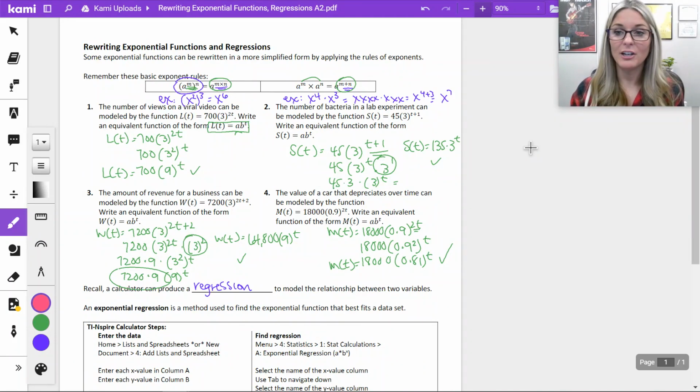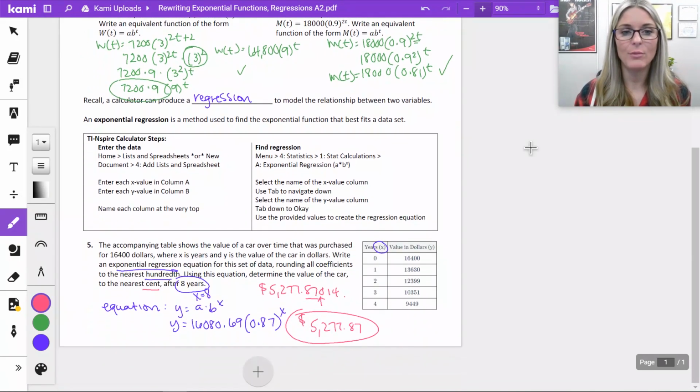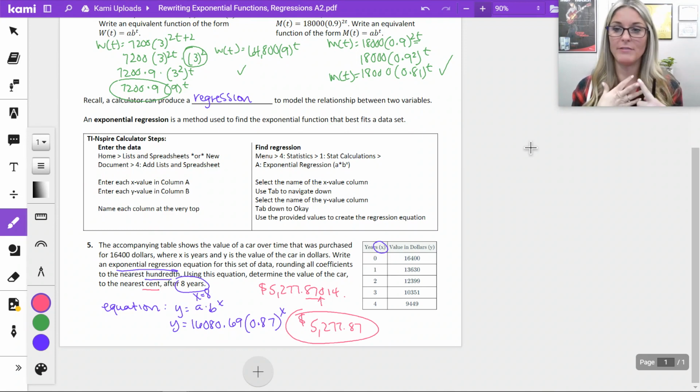So that is rewriting our exponential functions. I've seen benchmark questions already with this, rewriting them in equivalent forms. We're only using those 2 exponent rules. Practice with those and let me know if you have questions. And then we are using the regression function again on our calculator. Again, we've done this with linear. We've done it with quadratic, and now we're just revisiting it now that we're in exponential functions.